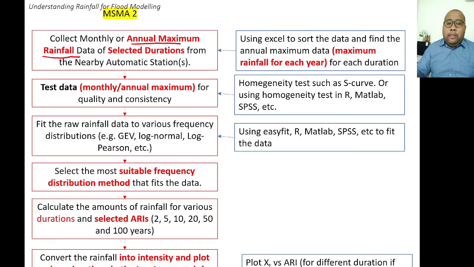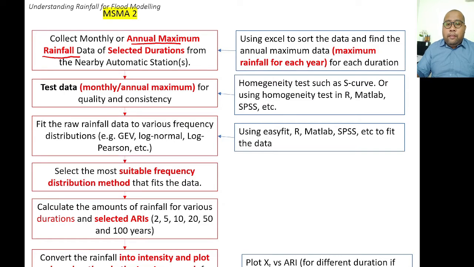Another agency that provides rainfall data is the Department of Meteorology, so you can also obtain rainfall data from them. Normally if you request the data from the DID, for example, they will give you either hourly or daily rainfall. That is the duration of the data that most rainfall stations will have.